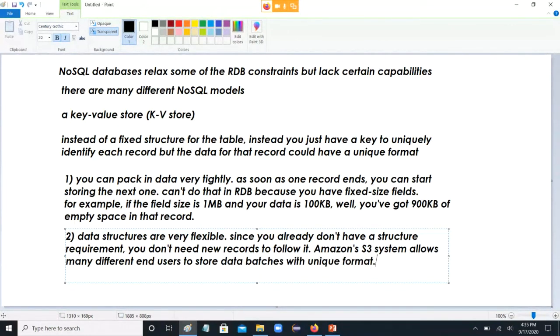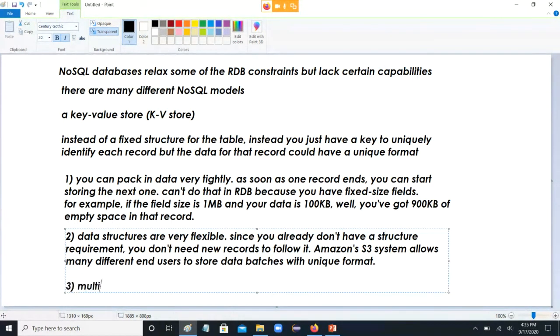For example, you have one retail operation that has a set of quarterly data. They're going to have one format. You have some other, maybe a customer relationship management application. They're storing an entirely different batch of data. So within that S3 system, because it's a key value store, every individual user can keep their own data however they like. Okay, so that's a nice thing.